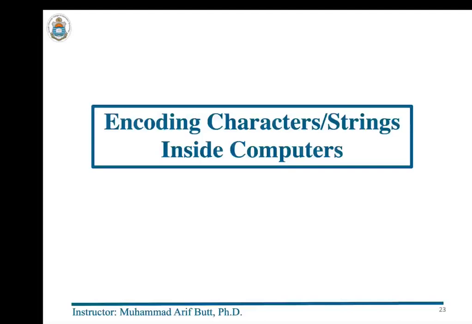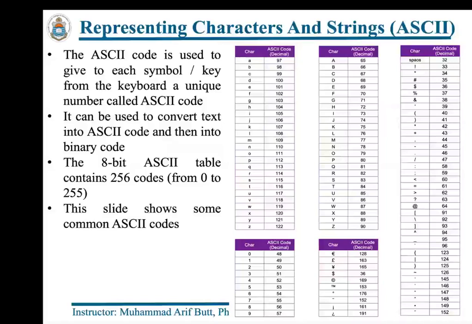So I think that is enough for the unsigned and signed integer number representations inside the computer system. And before closing today's session, let us also see how characters are represented or encoded inside our computer systems. ASCII, the American Standard Code for Information Interchange, is a code used to give each symbol or key from the keyboard a unique number called the ASCII code. It can be used to convert text into ASCII code and then into binary code. The standard ASCII is 7-bit, having 128 different combinations, and the extended ASCII is of 8 bits.